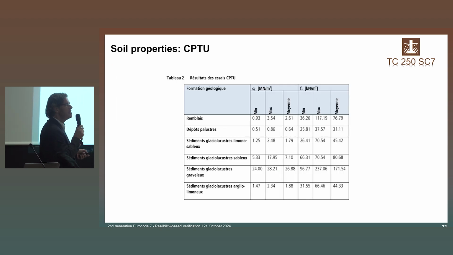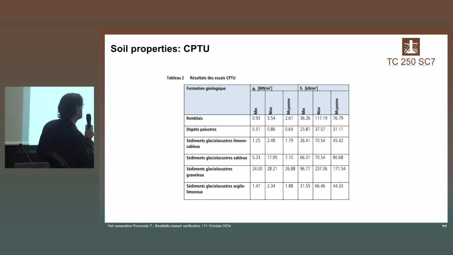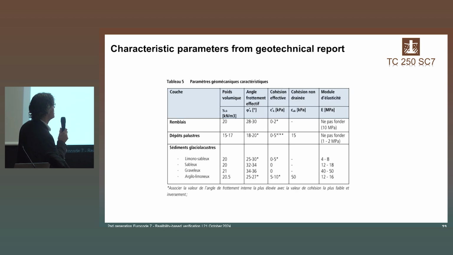About the soil properties, we have had CPTU tests here, and again, you can take a look at this specific geotechnical unit, the palustrine deposits, which has rather bad properties compared to the backfill and to the glacial lacustrine deposits.